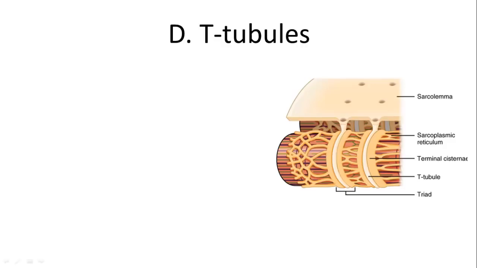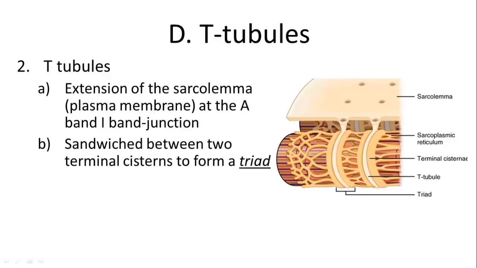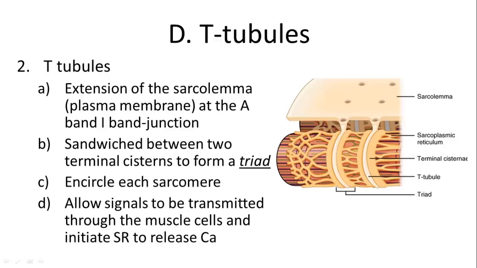The T-tubules then are parts of the sarcolemma, which extend at the A band, I band junction, and are sandwiched between two of the terminal cisterns. And so those three, the ends of the two terminal cisterns and the T-tubule, are called a triad, and they go all the way around the sarcomere, and that allows the signal from the sarcolemma to be transmitted to the sarcoplasmic reticulum so that it can release calcium.